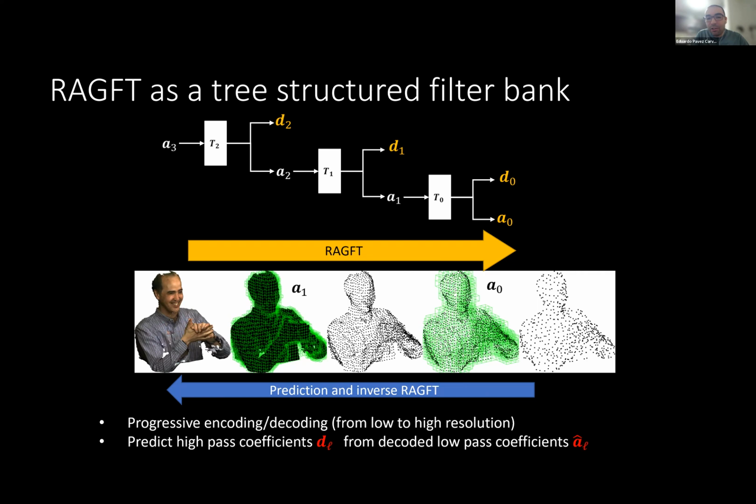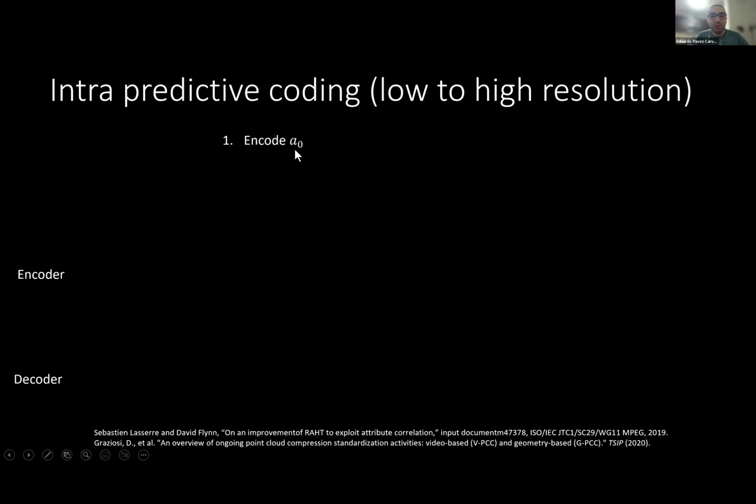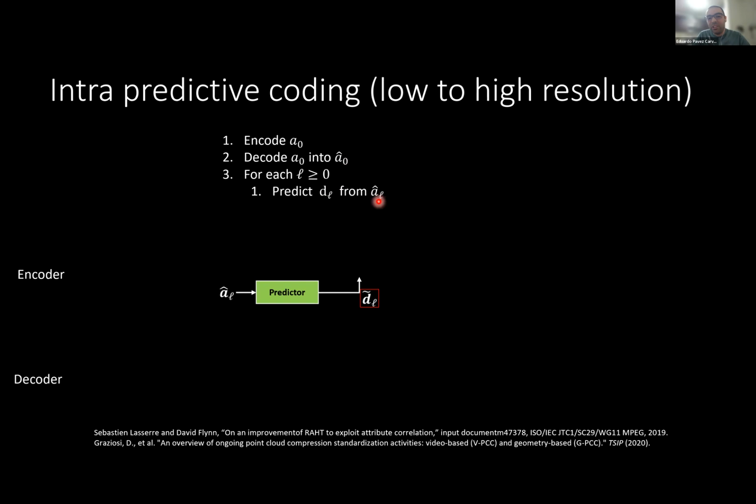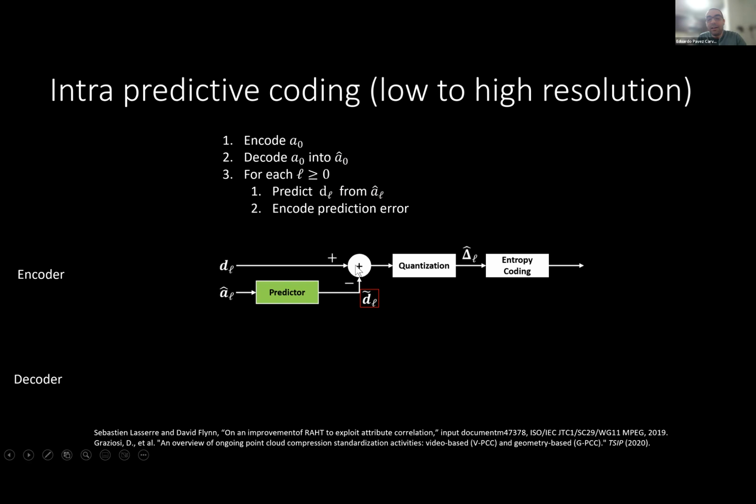So let's say you start with the lower resolution approximation coefficients, you encode this, then you can decode it into this vector a hat zero, A0 hat. And then at each increasing resolution, you can predict the detailed coefficient from the decoded approximation coefficient. We show a technique later on to build a predictor. So the predictor here is called D tilde L. And then we do a typical predictive coding strategy where we compute the difference between the detailed coefficient D_L and the predictor, and then we quantize it and entropy code it.